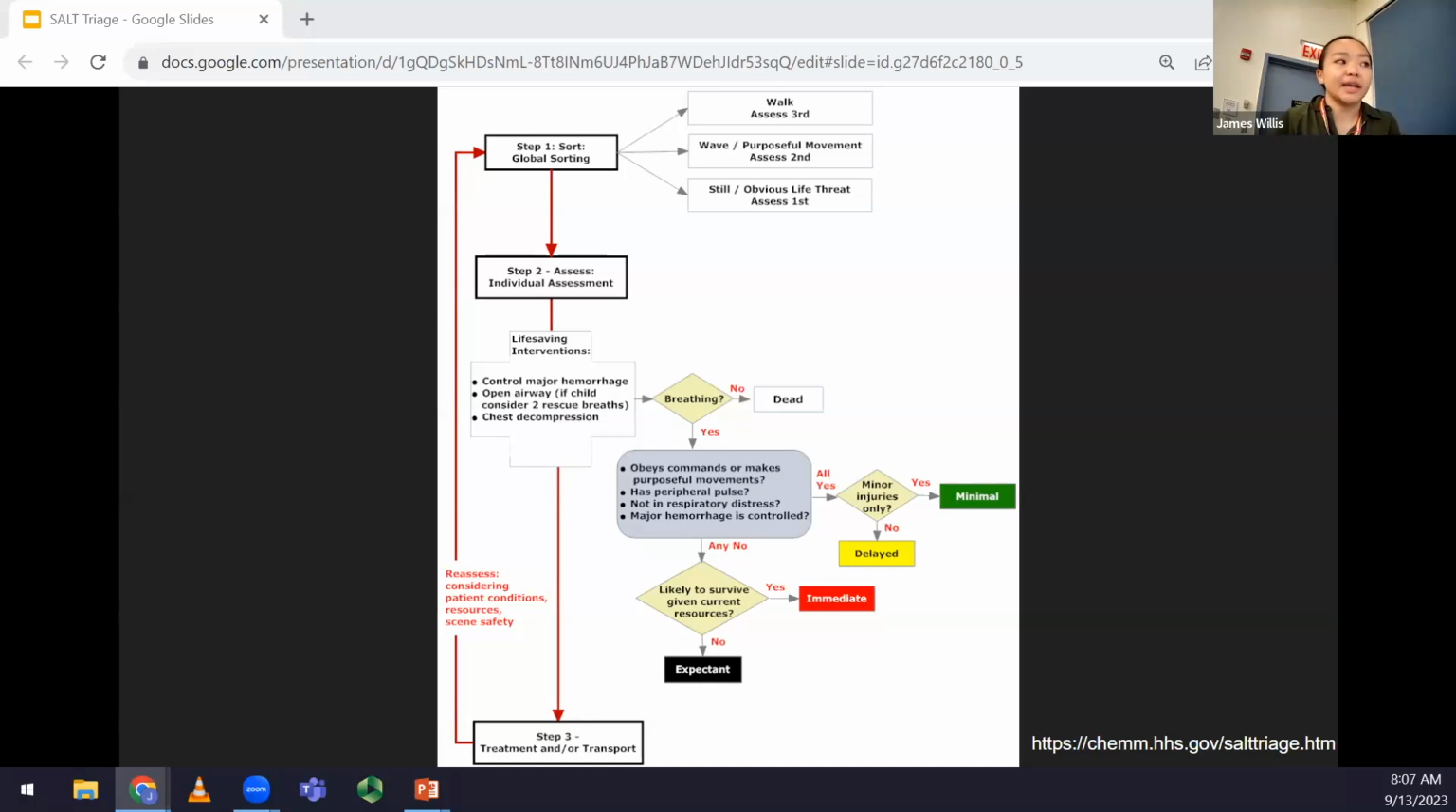Is she breathing? Yes. Is she having a peripheral pulse? No, she didn't have one before the tourniquet. She still doesn't have one now. The major hemorrhage is controlled. So then you would go down to, is she likely to survive during the current resources? Let's say yes, we'll deem her as red or immediate. She's one of the first people to be transported out.